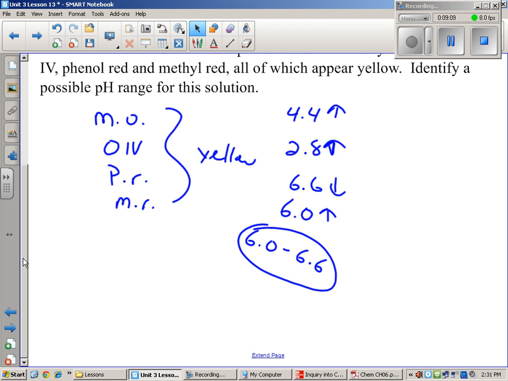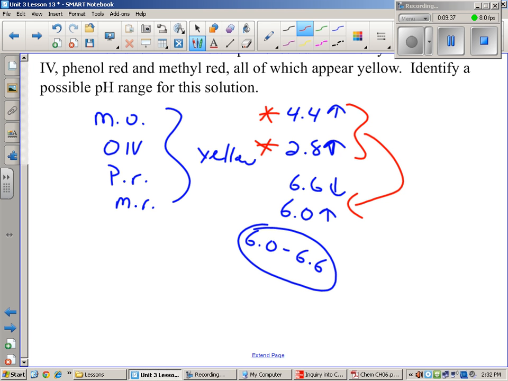If nothing else, it confirms that whatever solution we have, let's say it's 6.3, just for an example. Is it above 2.8? Yep. Is it above 4.4? Yep. Is it above 6? Yep. Is it below 6.6? Yep. It's in that range, 6.0 to 6.6. So we know that these two top ones are basically just confirming, well, the bottom one, really.